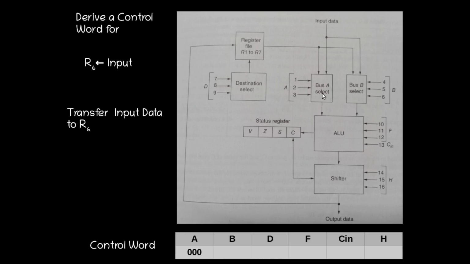That is the case. Then simply transfer that input data into the R6 register. So the destination is 110. Here we have to give 110 to select our destination register.